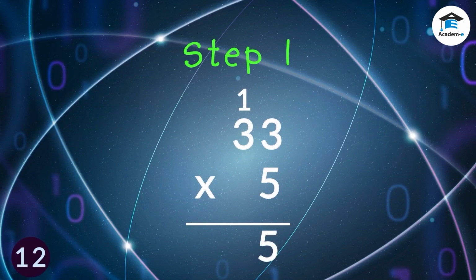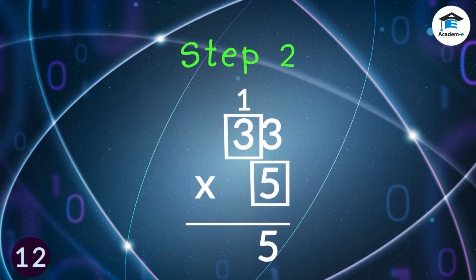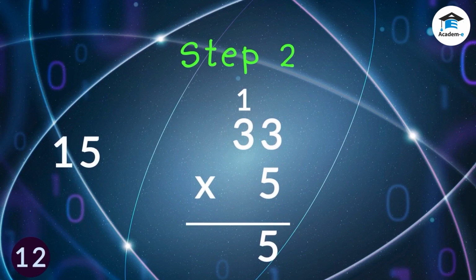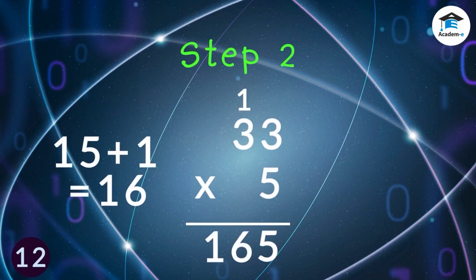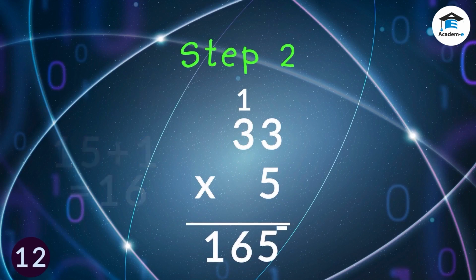the tens column. Step 2. Multiply the tens column by 5. 3 times 5 is equal to 15. Then, don't forget to add the 1. 15 plus 1 is 16. The product of 33 and 5 is 165.